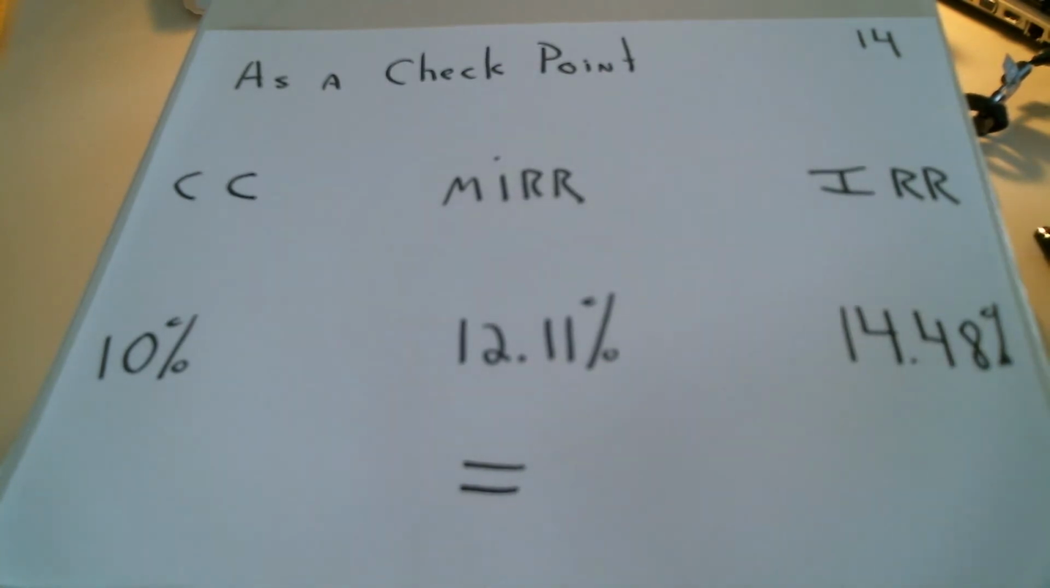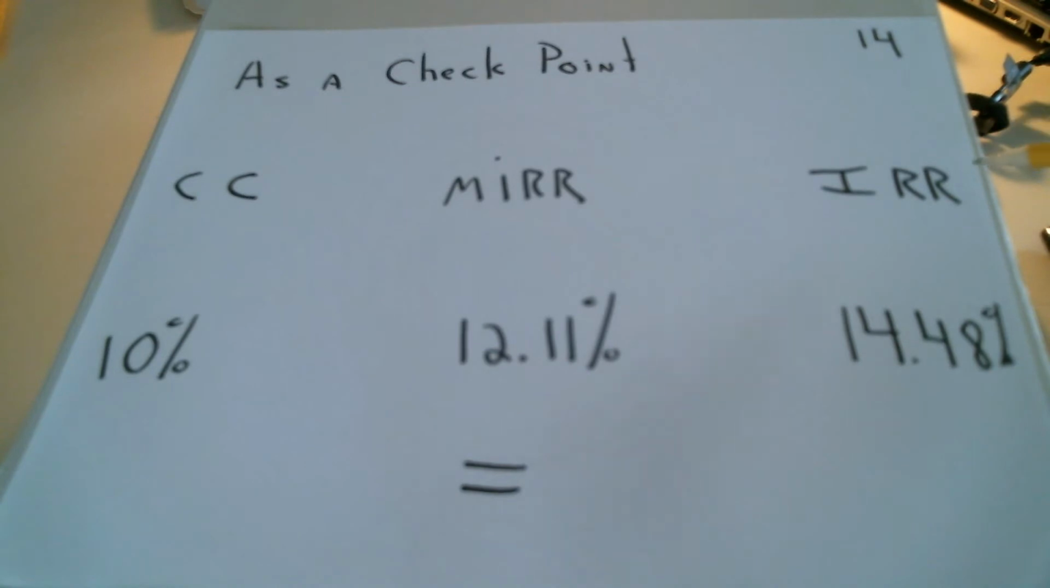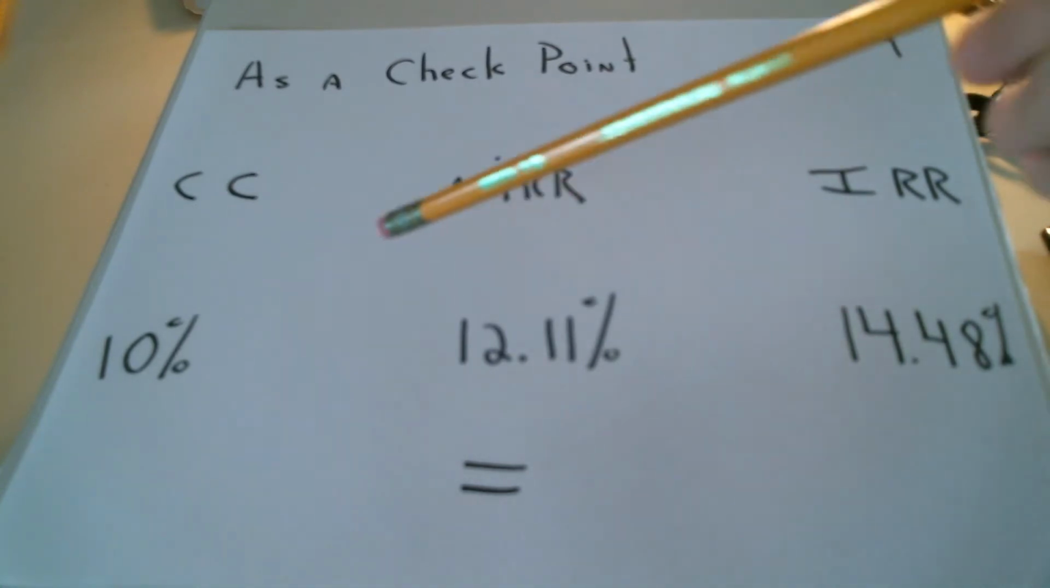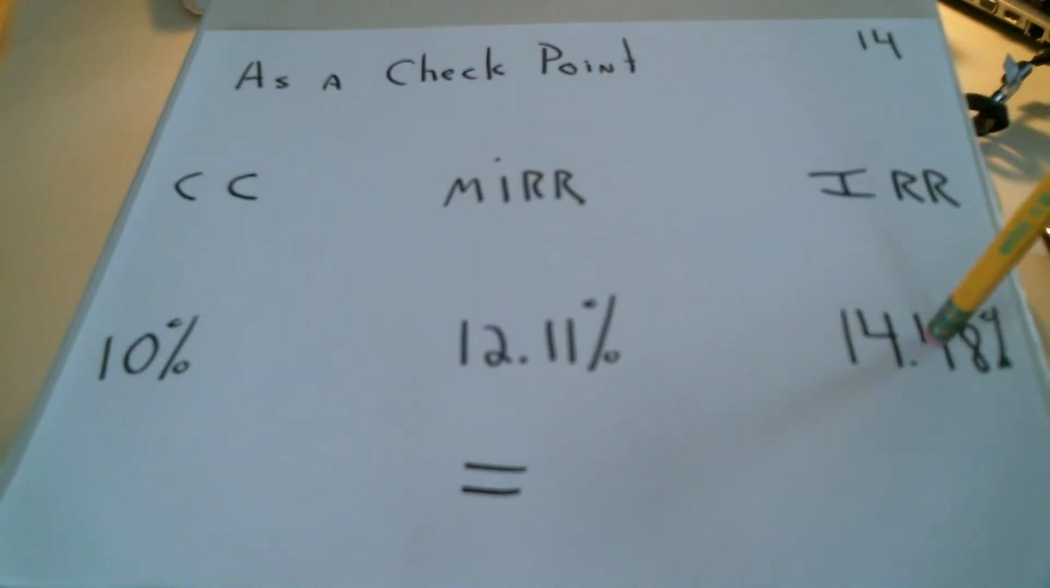Now, as a check, just like we've always discussed, you should have some way to check a value to make sure it's normal or within range, that you're not totally out of the ballpark. As a checkpoint, we have the cost of capital, we have the internal rate of return, which we figured out earlier, and most recently the MIRR. It makes sense that the MIRR should fall somewhere between the cost of capital and the internal rate of return. So it's a more practical, more reasonable amount.